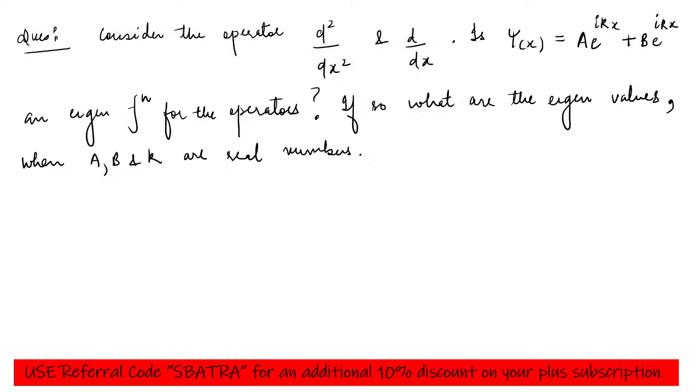And this is the next question. Consider the operators d square by dx square and d by dx. If phi x, that is your function, is a e to the power iota kx plus b e to the power iota kx, is it an eigenfunction for the operators? You have to consider these two operators and this function, and check whether these two operators give you this function as an eigenfunction or not. If this function is an eigenfunction, then you have to calculate the eigenvalues, where a, b, k are real numbers.